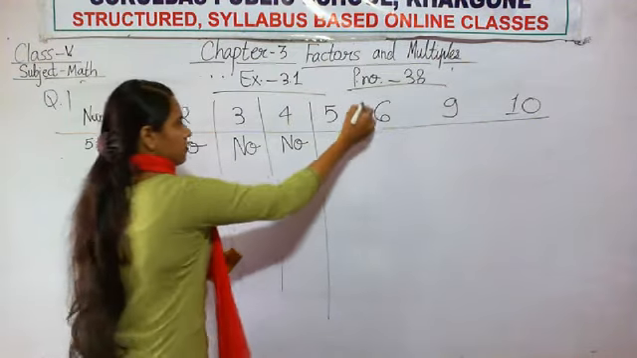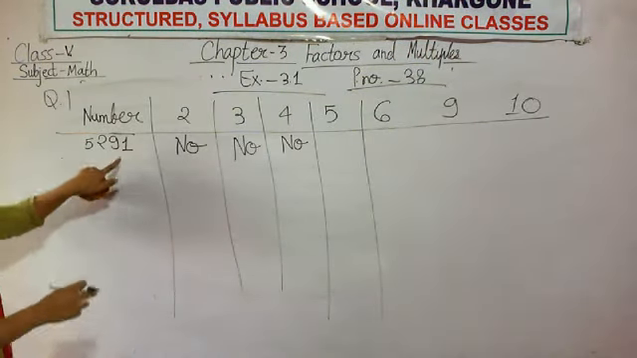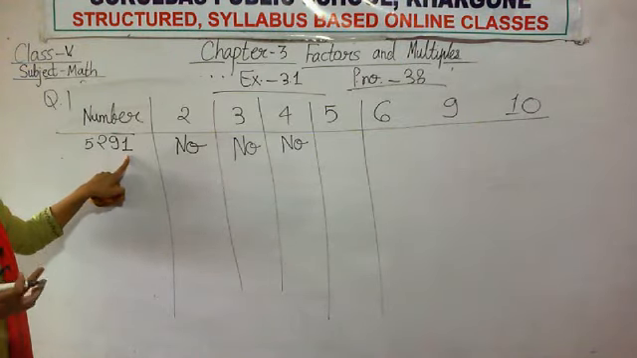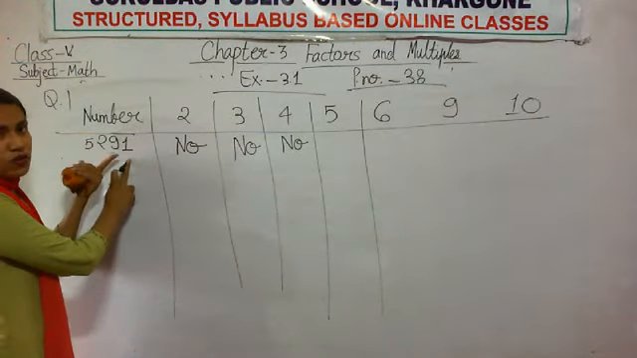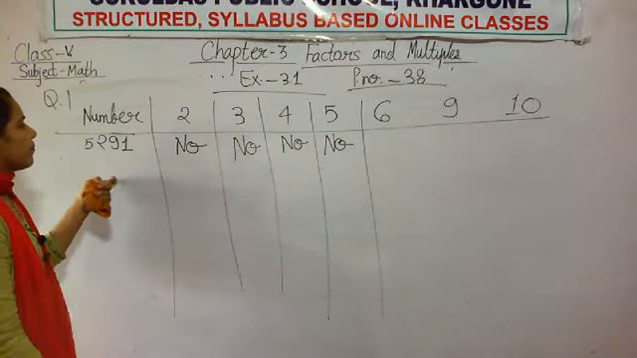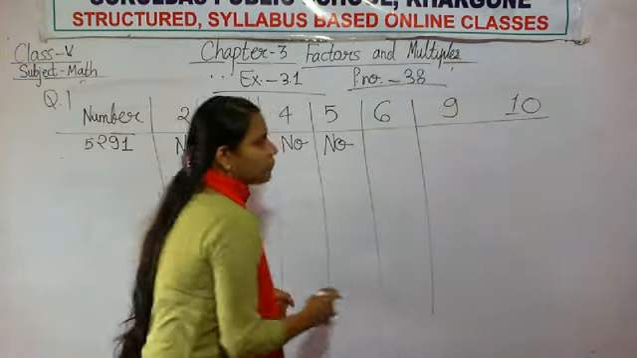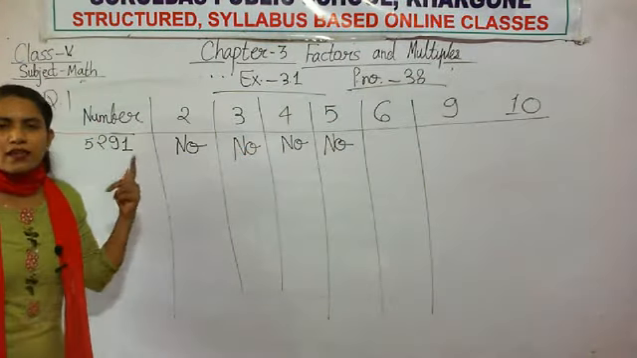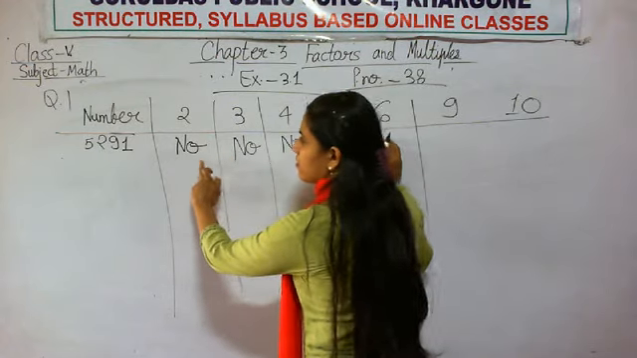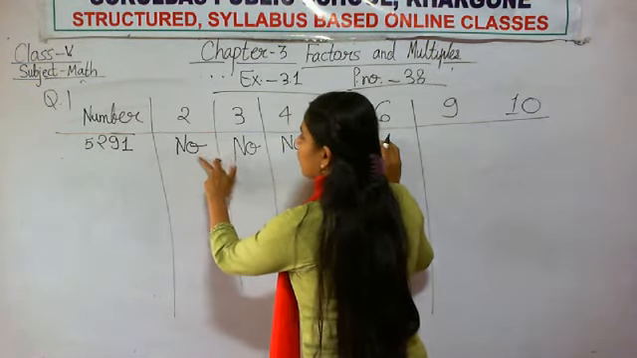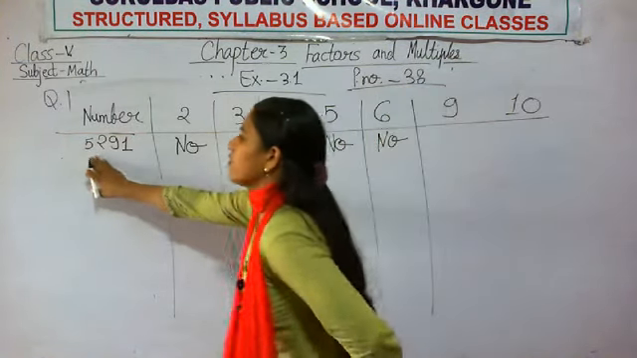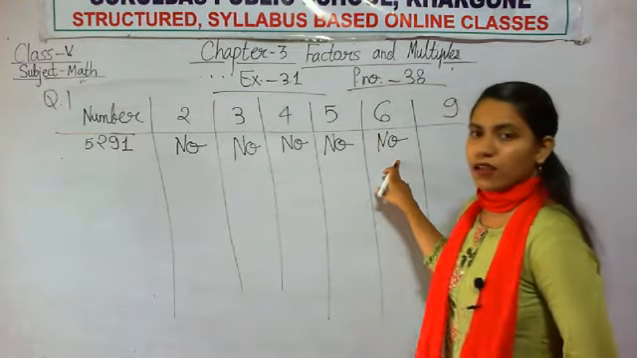Now check the divisibility by 5 for the number 5291. The rule is, if the ones place is 0 or 5, then we can conclude that the given number is divisible by 5. Here the ones place is neither, so this number is not divisible by 5. Now check the divisibility for 6. For checking the divisibility by 6, you check the divisibility by 2 and 3 both. In both cases the answer is no, so 5291 is not divisible by 6.